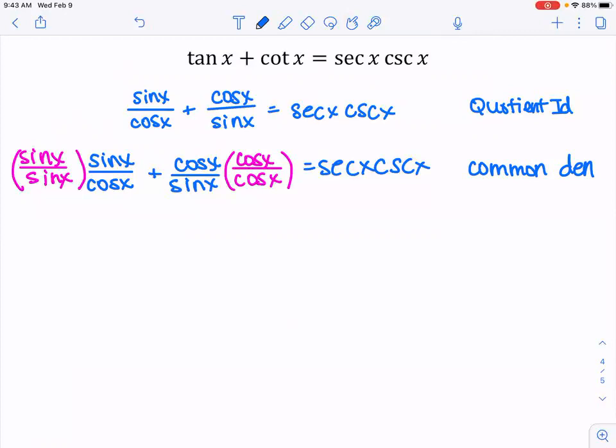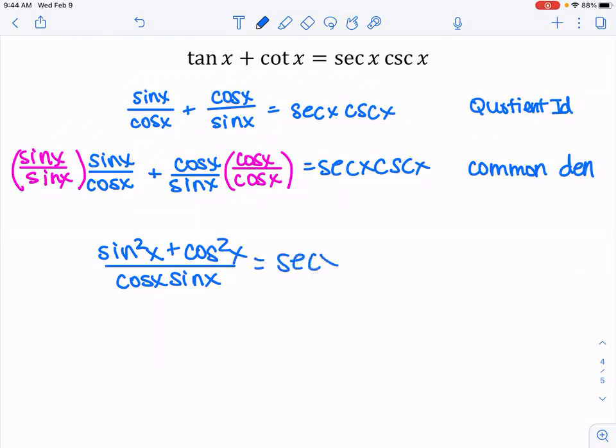Now, we have made a common denominator of cosine of x times sine of x. Do you agree? Yes. Okay. This numerator right here is sine squared, and this guy right here is cosine squared, because all we did is we added our fractions.